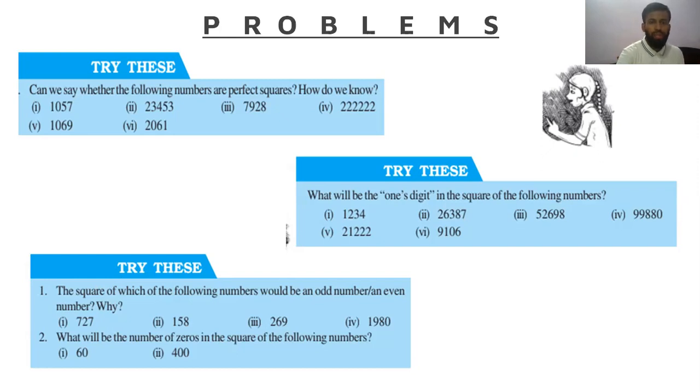What will be the number of zeros in the square of the following numbers? अब ये भी बहुत सिंपल है. जैसे अगर हम 60 का स्क्वायर करें तो क्या होगा? Again, now look at this question. First of all, this is like the one for finding the last digit, but it says number of zeros. Okay, not the last digit, number of zeros. See, I'm just explaining it on smaller, simple numbers.